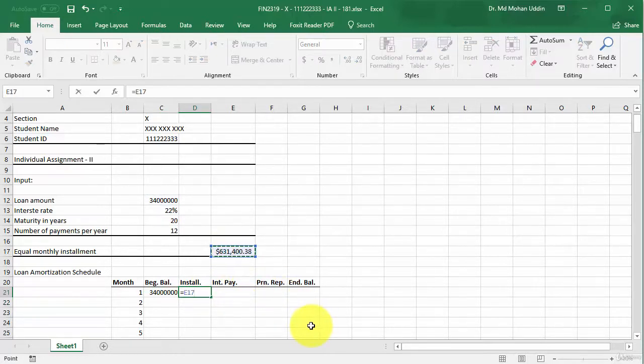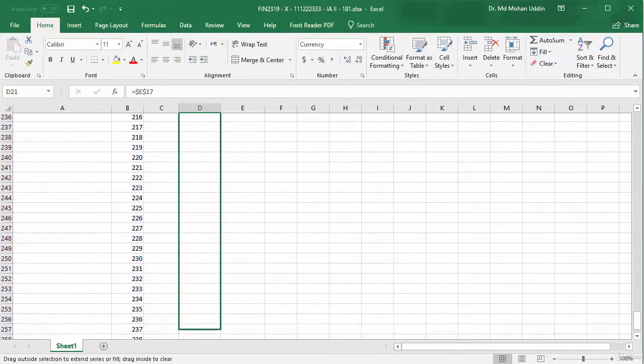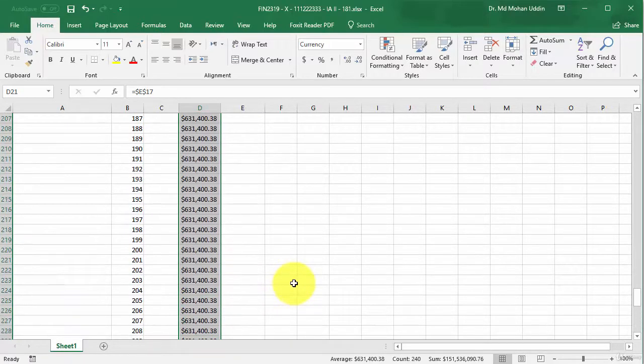Then the installment is equal to the PMT that we have calculated. Now we are going to lock this cell, because we will copy the installment until the 240th month. We will lock this cell by typing the $ before the column heading and before the row heading. Then we press enter, and because this will be fixed, we drag this one until the 240 months. Okay, so that is done.